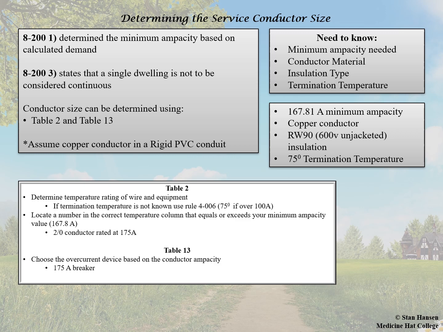Our next step is to choose our overcurrent device. Our overcurrent device is not there to protect anything except for the conductor. Therefore, we use the conductor ampacity and not the calculated ampacity to choose our breaker size. When you turn to table 13, you will look for 175 amps within that table, and you will choose the appropriate breaker. This tells you your greatest possible breaker size is going to be 175 amp breaker.